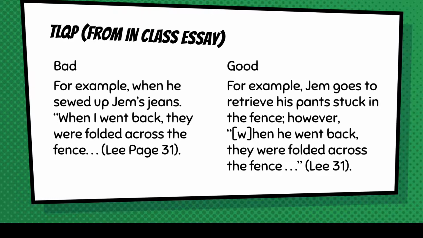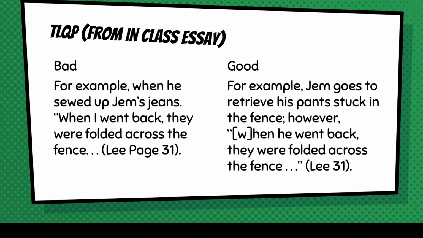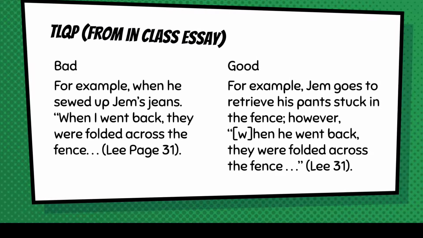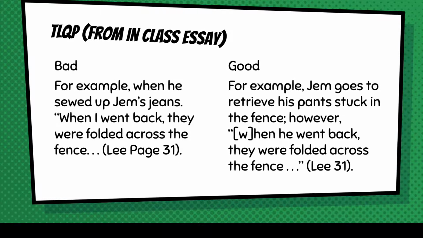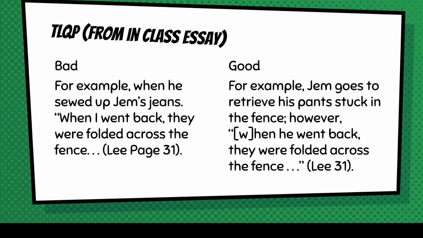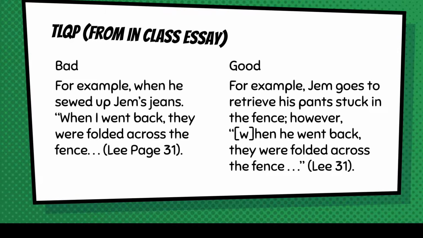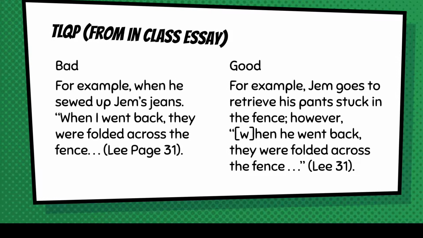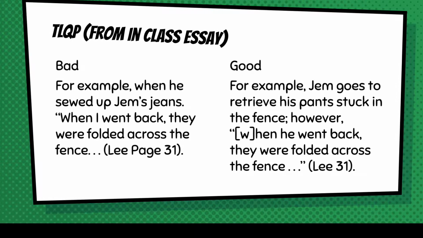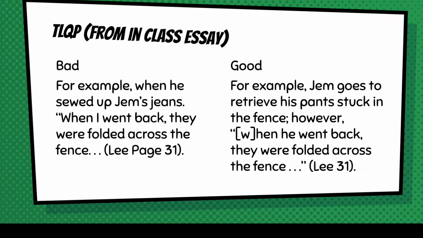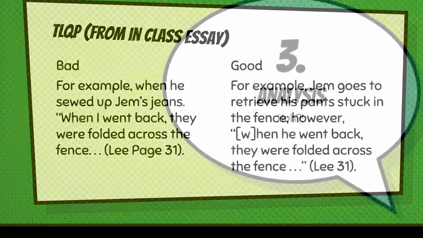Moving on to the right example, it says, "For example, Jem goes to retrieve his pants stuck in the fence. However, when he went back, they were folded across the fence." Lee 31. What do you guys think about this one? This is a pretty good TLQP. It gives me a transition, it gives me specific background, and it gives me a properly cited piece of textual evidence with a proper parenthetical citation.